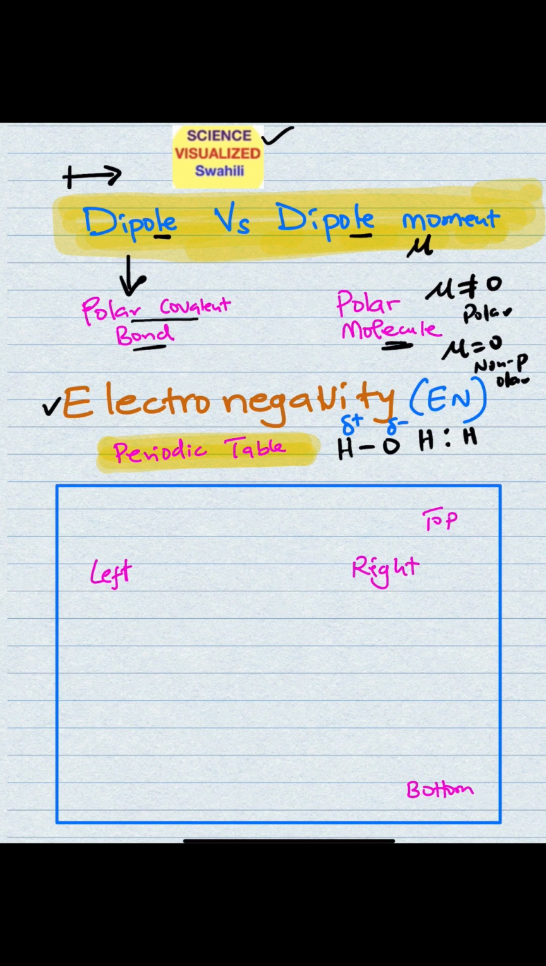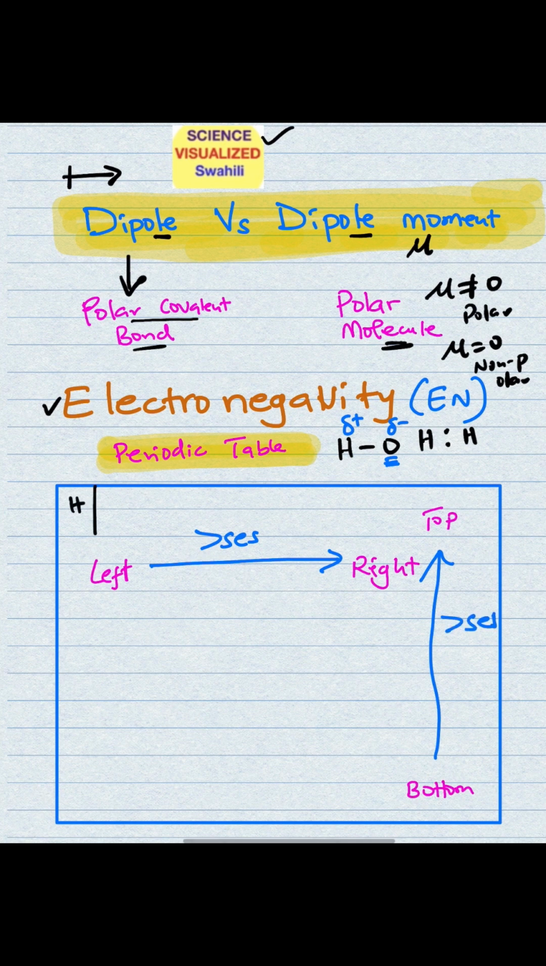And that's because oxygen is more on the right in the periodic table. So we see that the electronegativity increases from left to right, and also it increases from bottom to top. And from there you can see that hydrogen is in group 1, while oxygen is in group 6. So you see that oxygen is more electronegative.